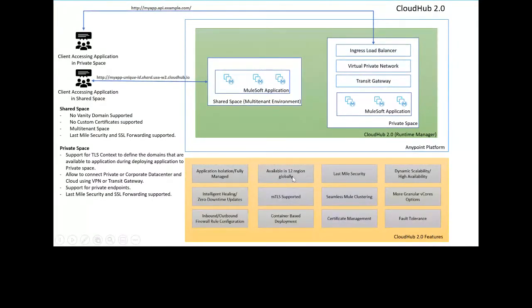It's available in 12 regions, which I mentioned. Mutual authentication is supported. It's a container based deployment. You can do certificate management. It supports MuleSoft clustering. It supports last mile security, which means you are getting the request on HTTPS and forwarding the request on HTTPS to the application. Dynamic scalability, high availability, more granular vCore options, and fault tolerance. I mentioned it automatically tries to recover in case any instance goes down. So these are a few of the features provided by CloudHub 2.0.